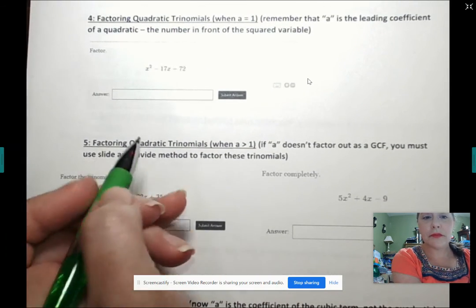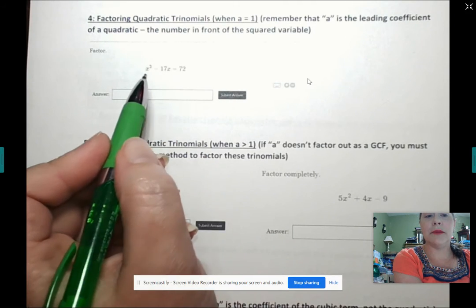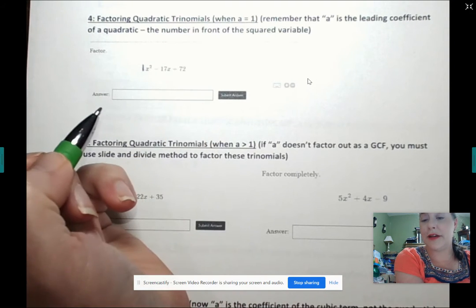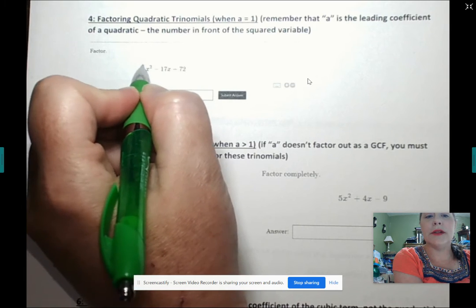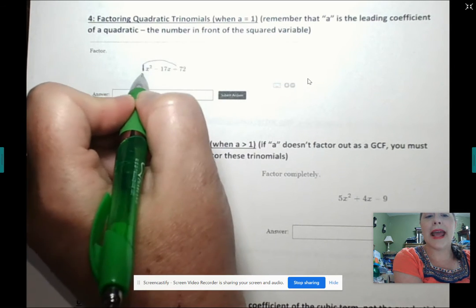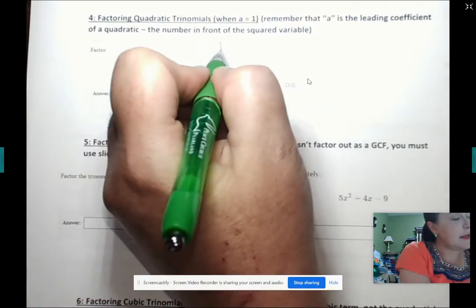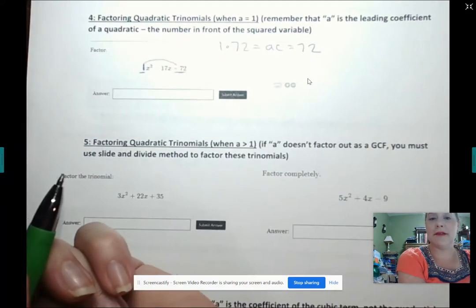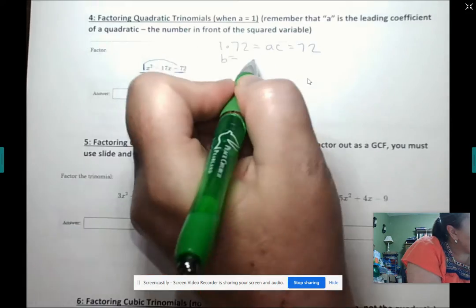So now what I'm going to do is remind you of how to factor a very simple quadratic trinomial. I say simple because the leading coefficient, the a value, is 1. So what you're going to do is multiply that a value times that c value. 1 times positive 72. That is your product that you are looking for, and that would be 72. The sum that I'm looking for is a negative 17.